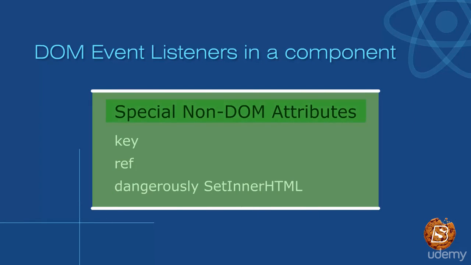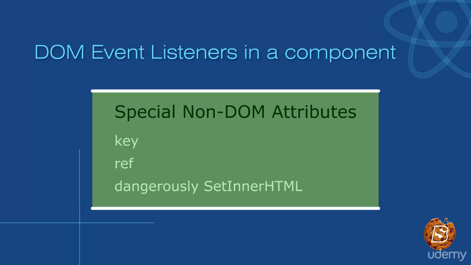Now let's discuss special non-DOM attributes like key. Now this one is an optional but unique identifier. Whenever your component shuffles around during render, it might be destroyed and recreated due to the diff algorithm. Assigning it a key that persists makes sure the component stays.